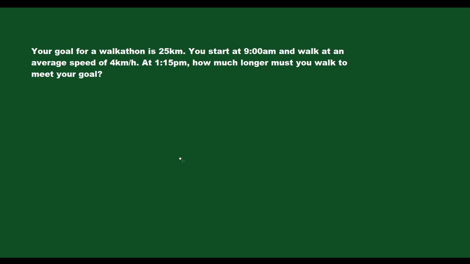Okay, so to figure this out, we have a lot of information, right? We have the time you start, 9 a.m. You have this time 1:15 that they're asking about, we know your goal was 25 kilometers, and we know the speed that you walk is 4 kilometers per hour. So that's a good amount of information. So I think first we should figure out between 9 a.m. and 1:15 p.m. how much time passes by, right?